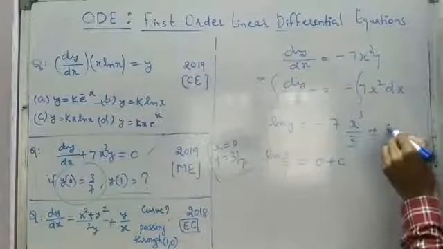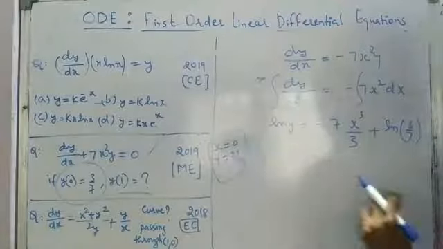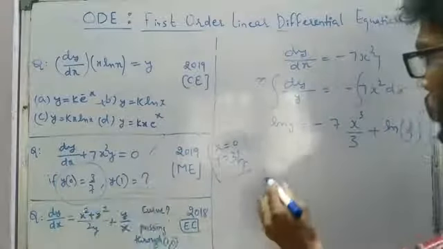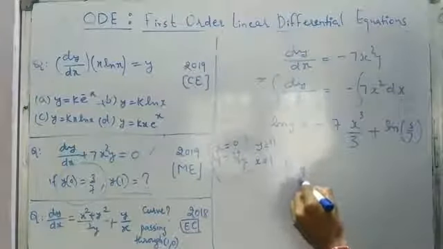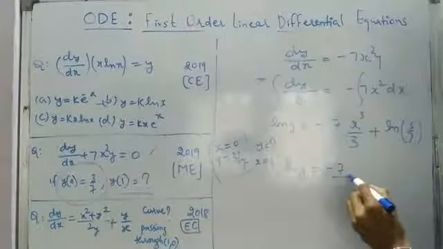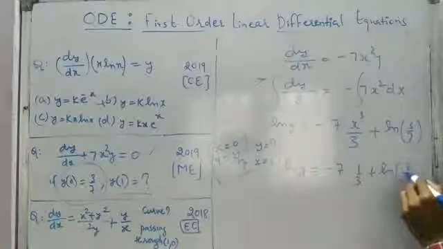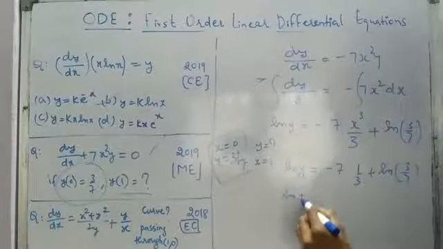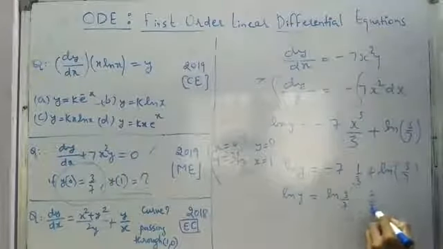I'll substitute directly ln 3 by 7, and now we are interested in calculating the value of y at x equal to 1. So at x equal to 1, ln y is equal to minus 7 into 1 by 3 plus ln 3 by 7. So ln y is equal to ln 3 by 7 minus 7 by 3.